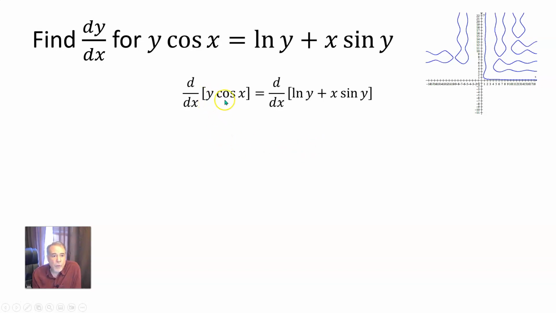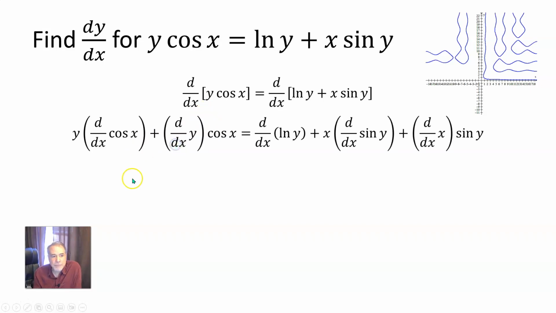To find the derivative of y times the cosine of x, we are going to need the product rule. That is, after all, a product. It's two things multiplied together. So we're going to have y times the derivative of cosine x plus the derivative of y times cosine x. And on the other side, that's going to be equal to the derivative of ln y plus, and here again, we're going to use the product rule. We're going to have x times the derivative of sine y plus the derivative of x times sine y. In each case, whenever we have the derivative of something, it's always the derivative with respect to x.